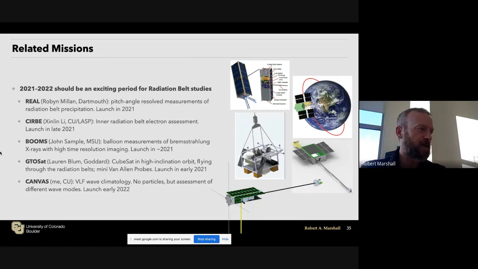And then finally, kind of peripheral, I guess I'm just bragging here. CANVAS is another mission that's coming around that we're developing here in the Aero department at CU. CANVAS is largely developed by students, many of whom are on this seminar right now. And it's focusing on waves. Its key focus is to measure VLF waves related to lightning and their effects on the radiation belts. But it'll also measure other wave modes, which tie into the source, the cause of this precipitation. So waves scatter the particles, which ultimately hit the atmosphere, and we'll be able to measure some of that wave activity.